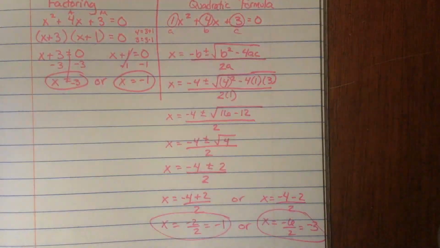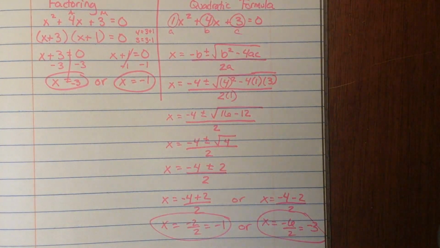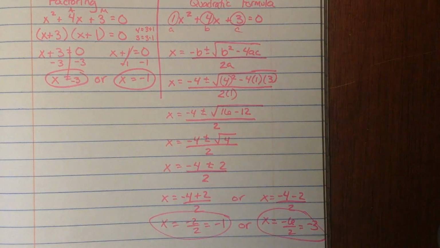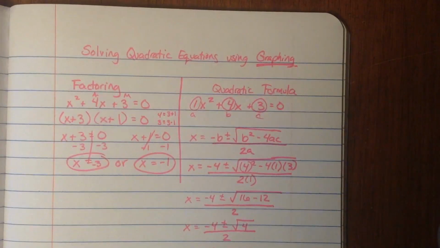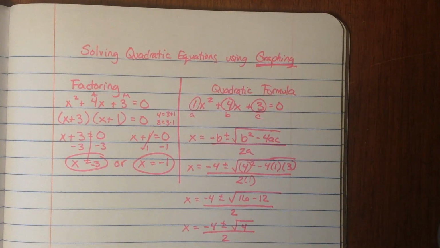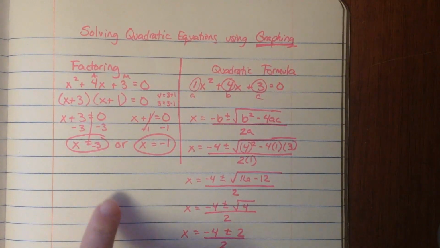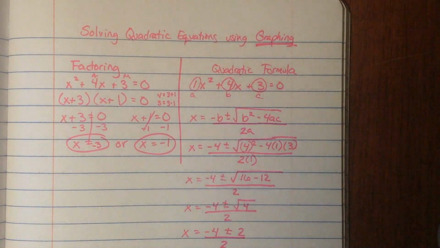And so, again, this is just a review of what we've done the past 2 weeks. Now what I want to show you is how would we find this answer on Desmos, or how would we find it by using a graph? And so I'm going to flip the video over to Desmos and I'm going to show you. Just remember that the answers were negative 3, negative 1.